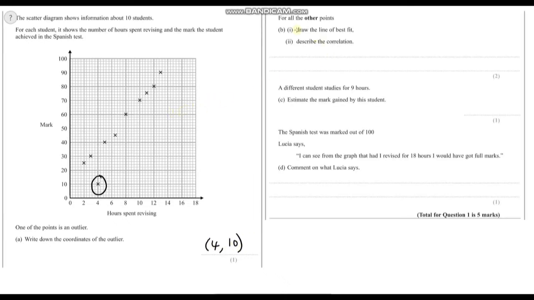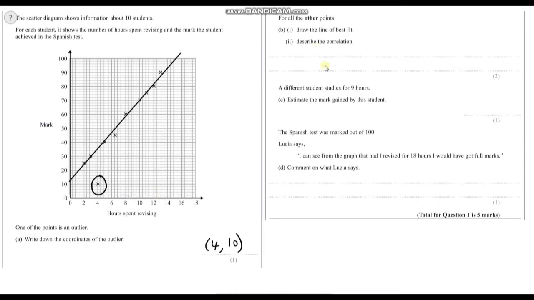Okay, now it says for all the other points, draw the line of best fit. So a line of best fit is a straight line that goes through all of our points. And you want to try and get your line so that there are an equal number of points either side of the line. So if I just get my line tool out, and obviously you would be using a ruler for this and a pencil, so you can adjust it slightly and rub it out and try again. So that looks about right. Okay, and let's select that.